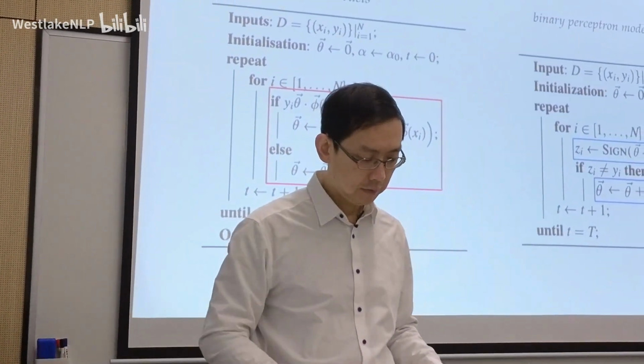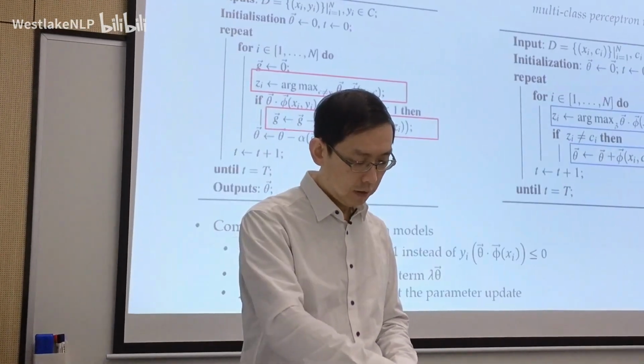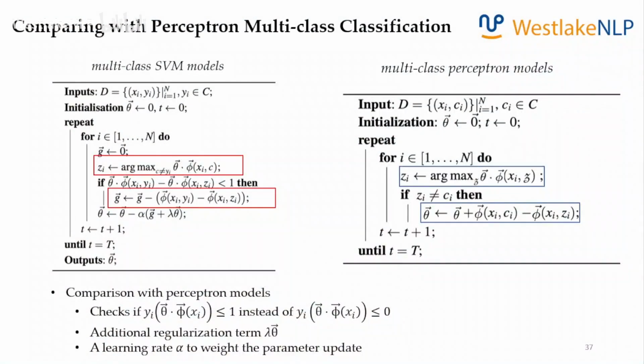Now the multi-class case. Again, both SVM and perceptron try to calculate the model output. And then the update is the same. But there are only two differences. First, SVM is more conservative. Perceptron lets the instance pass if the output is correct. But SVM doesn't let it go unless the gold score is higher than the incorrect score by a margin of 1, right? Secondly, SVM shrinks the model parameters.